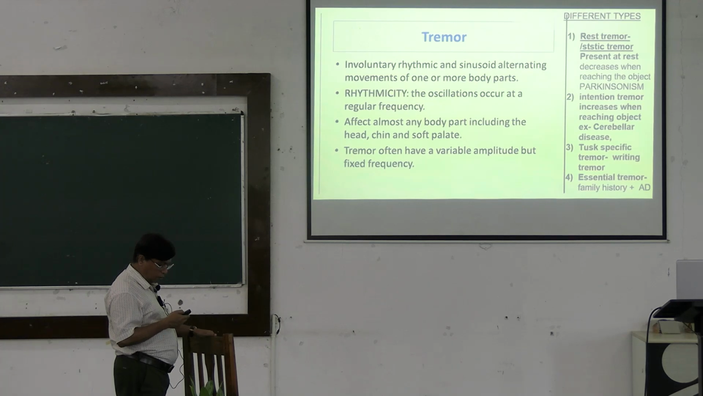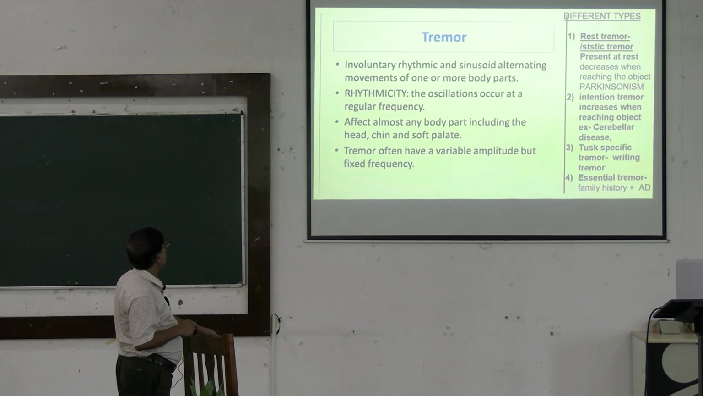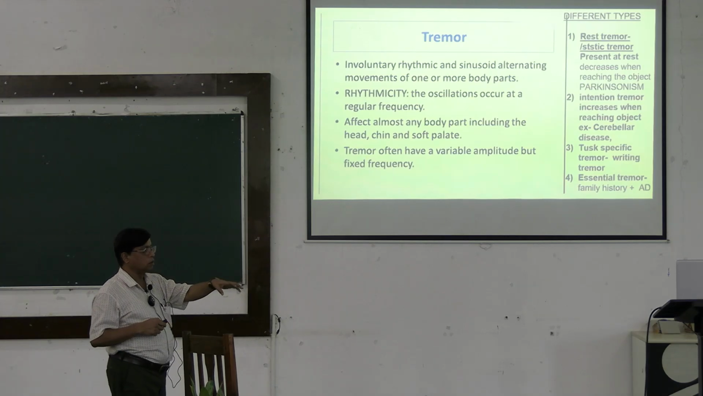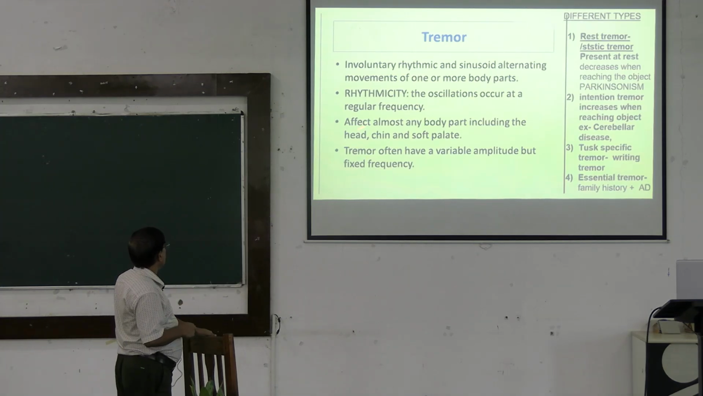Now a very important part is tremor. This can come as a short note in your theory exam. Tremor is an involuntary rhythmic movement. Rhythmicity is important. It is rhythmic. It can affect almost any part of the body, including the head, chin or soft palate. Tremor often has a variable amplitude but fixed frequency. I have told you the different types of tremor, at least two: rest tremor and intention tremor.